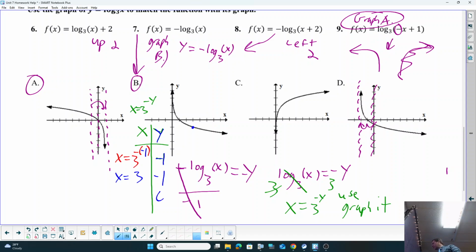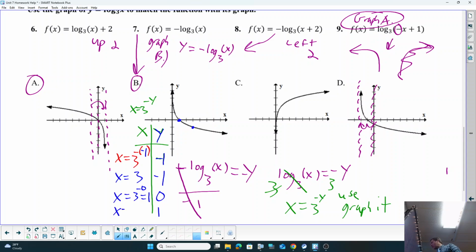Then we're going to use 0 next. And so x equals 3 to the negative 0 power, which is just 3 to the 0 power, and 3 to the 0 power is just 1. So that's going to be over 1, up 0. There's that. And then we use positive 1: negative 1, 0, positive 1. A little bit down, a little bit up. So we're going down to up right now, which is our range.